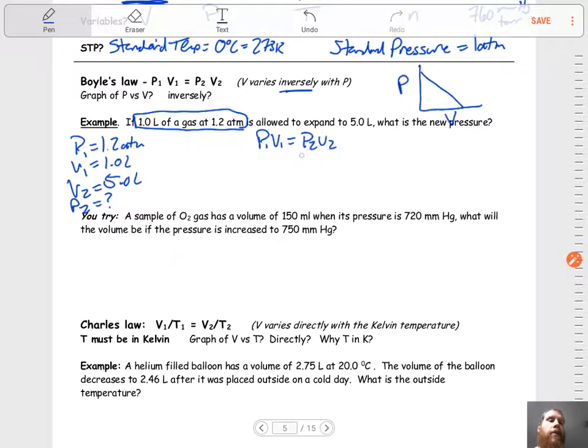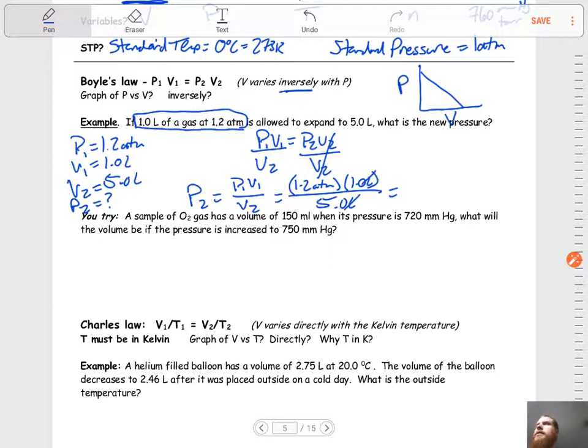I'm going to get P2 by itself, so I need to divide by V2. Those are gone. So my new formula is P2 equals P1 V1 all over V2. Now I can plug and chug. 1.2 atm times my first volume, which is 1.0 liters, all over 5.0 liters. Liters are going to cancel out.